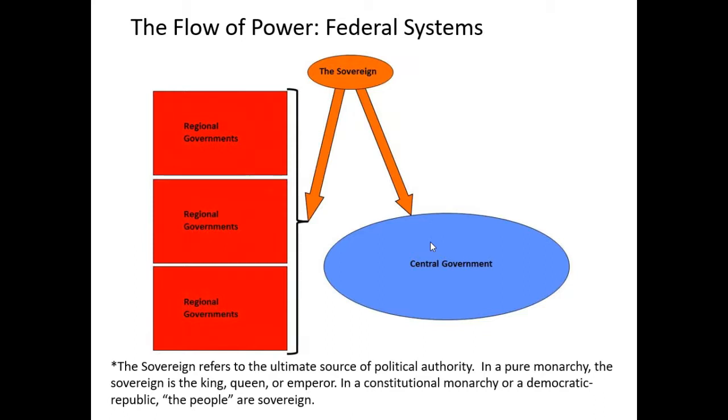I'm certainly not an expert on this, but I think that at least technically China is a federal system. The old Soviet Union would have been an example of a federal system. Okay, so the regional governments get their authority from the sovereign. The central government gets its authority from the sovereign. Neither gets their authority from one another. That's a very key point about federal systems.